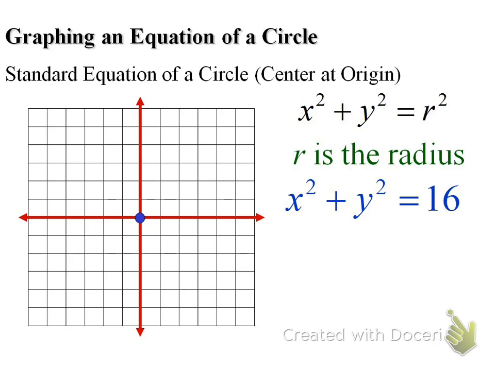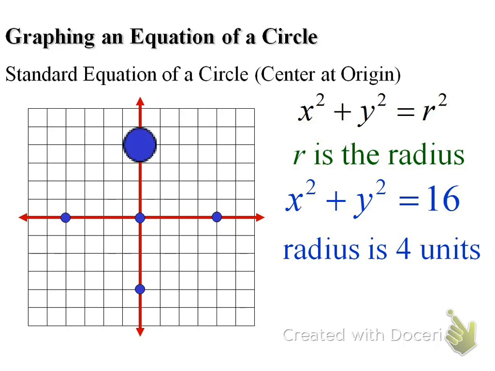Now, let's say that instead of giving you r squared up here, I told you that it's going to equal 16. What would the r be if the r squared equals 16? 4. So the radius of this circle is 4. That means we're going to think of all the points that are 4 units from the center. So there's one, there's one, there's one, and there's one. And there's lots in between. Those are just the easiest 4. Usually we do just one in each direction.